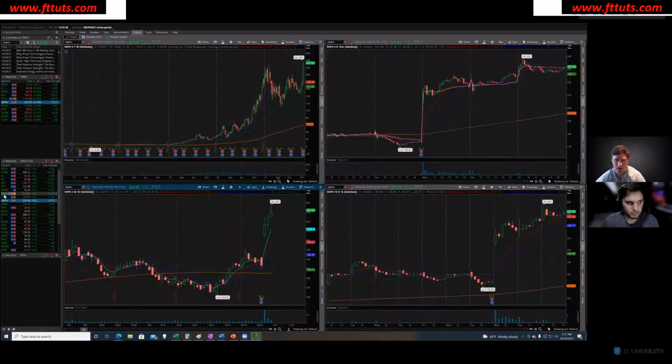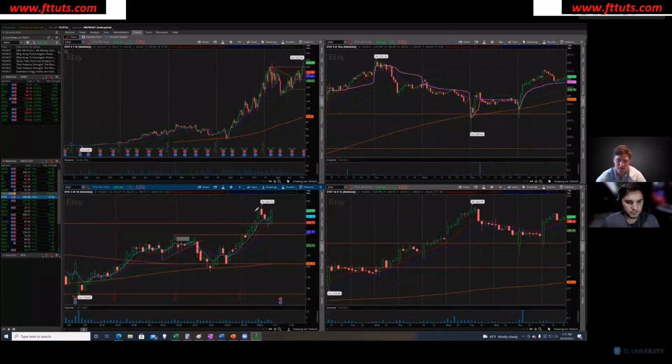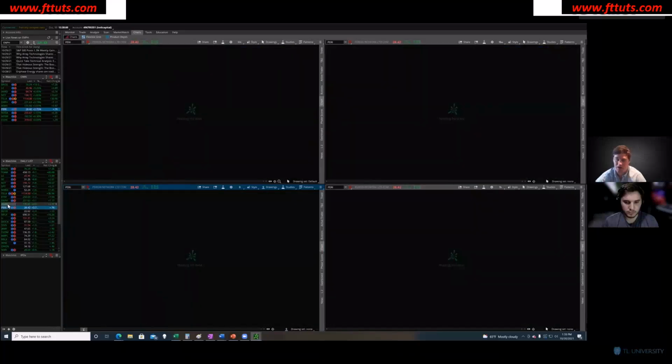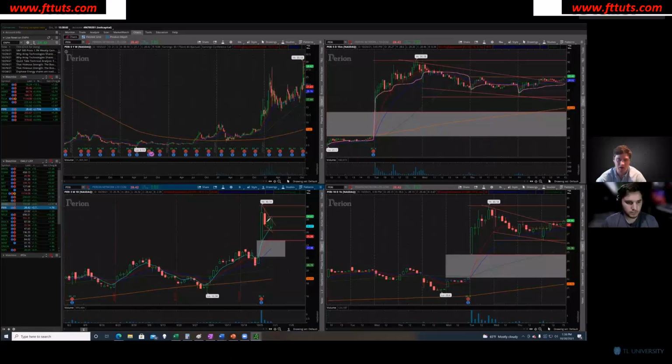For example, Friday, I wasn't on Etsy, but I saw the bull flag pattern coming into the day and it's trading really strong. That's a good sign to me. Perry, guys, by the way, I really like this Perry. I bought it Friday. Bull snort right here showed up on my radar, pulled back. This moving average is the 5-day moving average. It's something I've been experimenting with more lately.